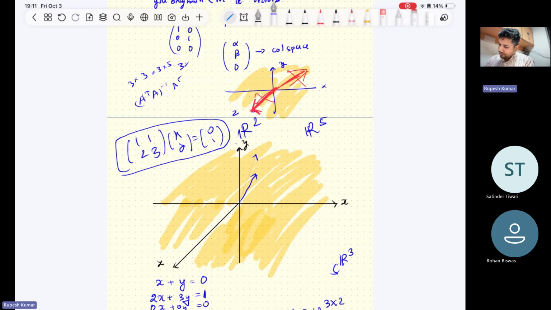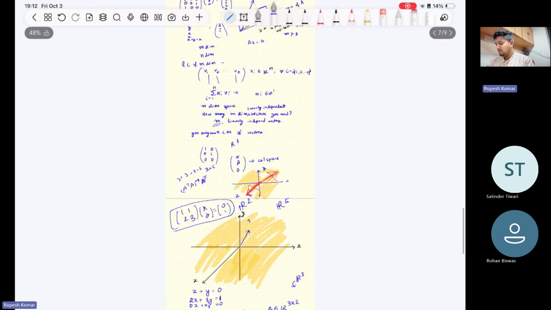This will be 3 cross 5, right? The pseudo inverse will be. Oh, okay, right. Yeah, you're right. Sorry, my bad. Because you are dealing with five vectors in the R5 space, and then suddenly you cannot directly say something on R3 space, right? Okay, right. Fine.